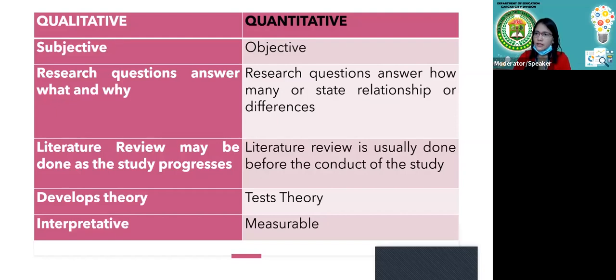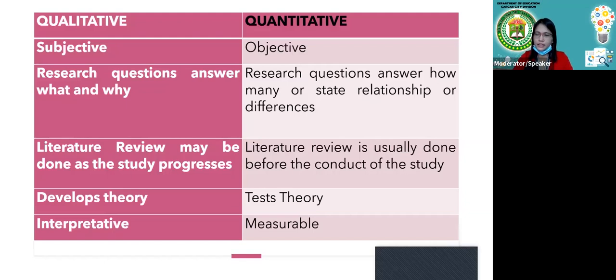Quali research questions answer the what and the why, while quanti research questions answer how many or state relationship or differences. The literature review for a quali may be done as the study progresses, while the literature review for the quanti is usually done before the conduct of the study. Now, for quali, it develops a theory, while quanti, there is the theory already, and you are going to test that theory.